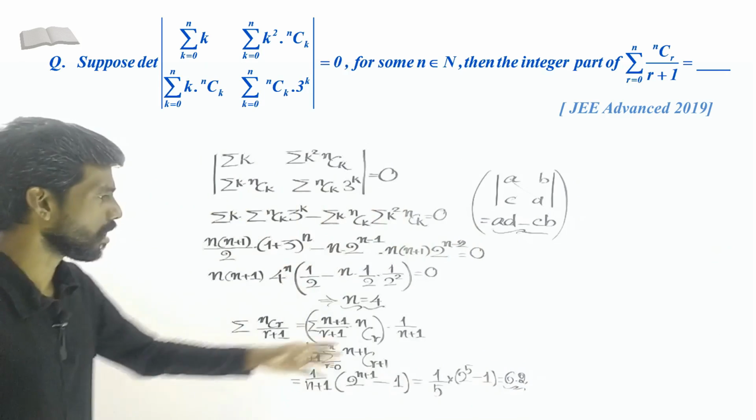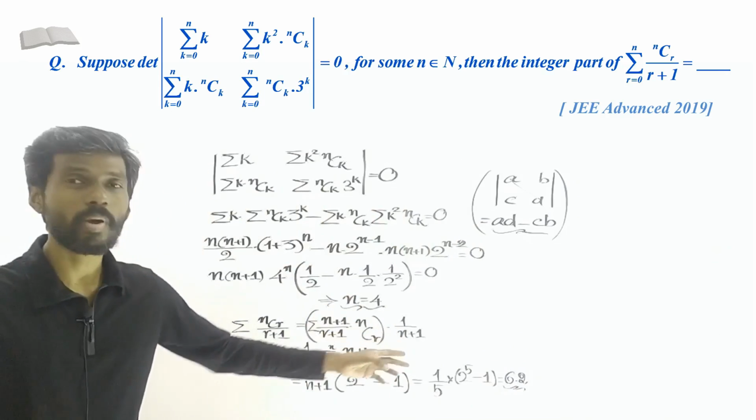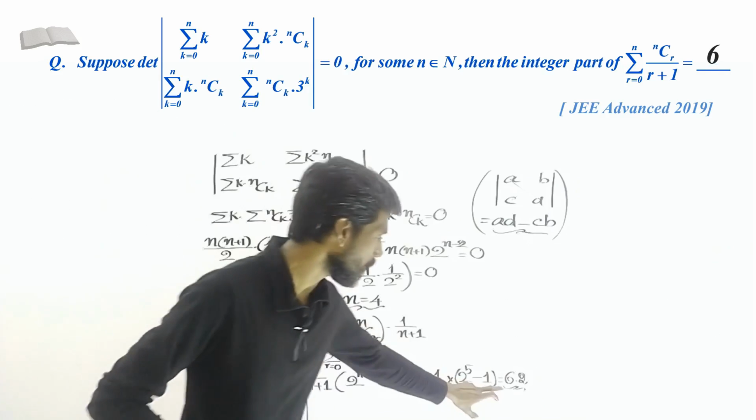We want the integer value, right? The integer part of this 6.2. So the greatest integer that is less than 6.2 is 6, right? So that is the required answer. Yes, so 6 is the required answer here.